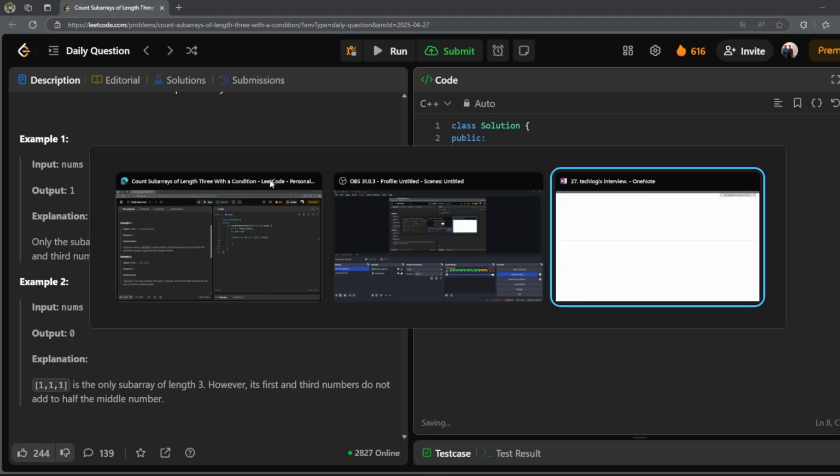So 1 2 1 4 1. How is that going to look like? 1 2 1 4 1. My i is at this point. I am going to temporarily calculate the sum of the first and third numbers. That comes out to be 2, and then I'm going to check if it's equal to half of the second, so half of the number which is at index i plus 1. This is index i plus 2.